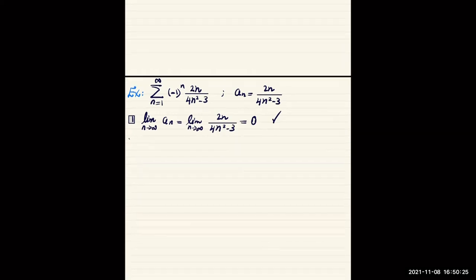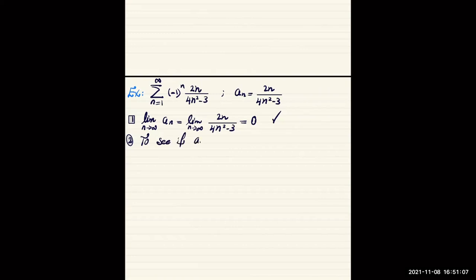Second, you need to check that a sub n is non-increasing, or just a decreasing sequence. A sequence is a function. You just want to show the function is decreasing. The easiest way to do that, the way that requires no thinking, is by taking the derivative and showing that the derivative is negative. It could be negative for all n, or it could be negative eventually. It doesn't really matter.